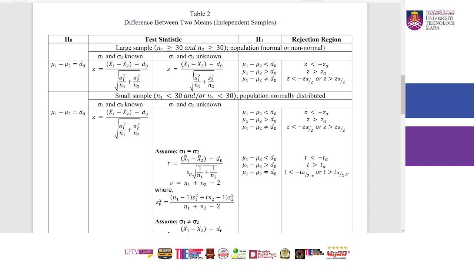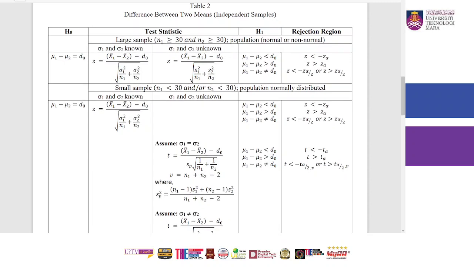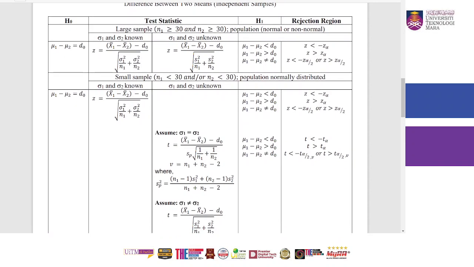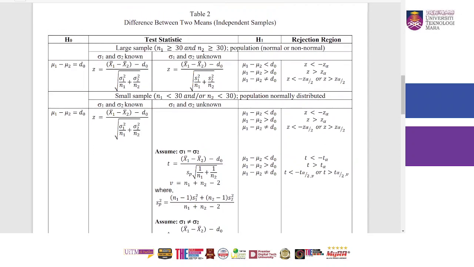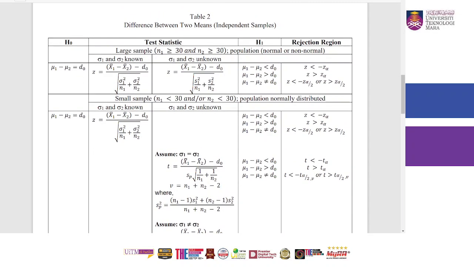All right. So we have discussed the previous one. We have discussed the difference between two means for a large sample size. So the first one, yang atas ni. So kita dah tengok yang ni. So we looked through this one last time in the video.